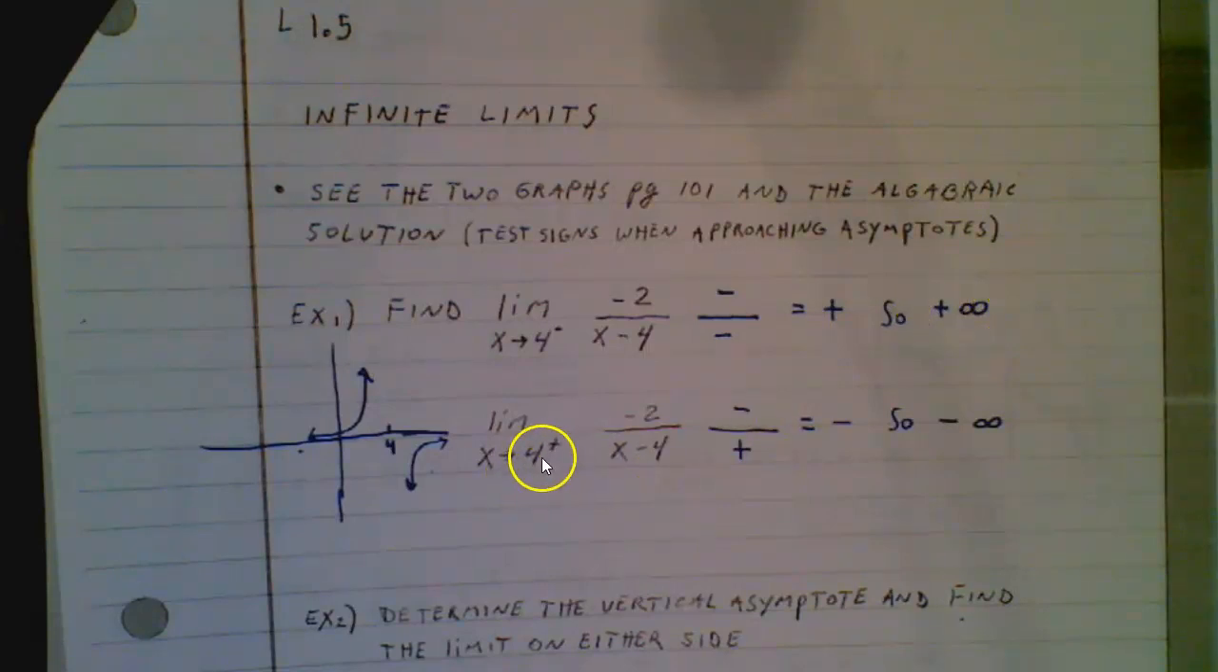If we were approaching 4 from the right side, pick any number bigger than 4, plug it in. You can see that would create a positive on bottom. So now I'm looking at a negative over a positive, which is going to give me my negative infinity limit as we approach 4 from the right. Really easy to see on the graph. If you were to graph this guy, this is what it would look like. So clearly approaching positive infinity from the left of 4 and negative infinity from the right of 4.